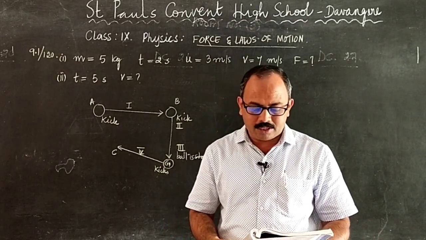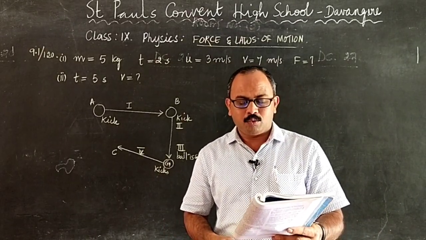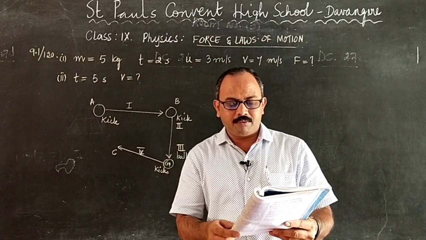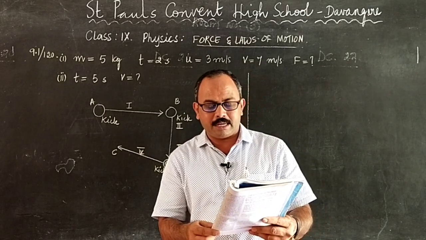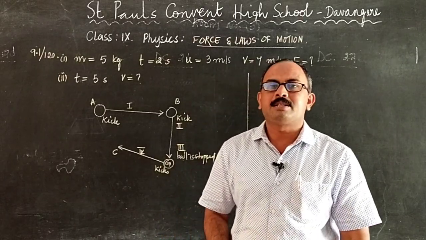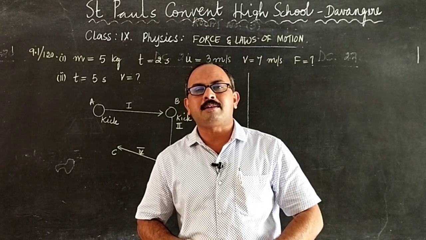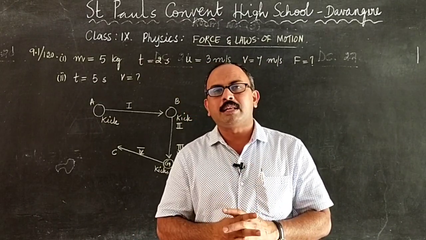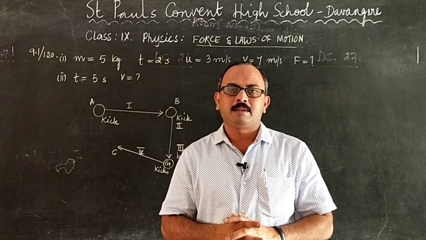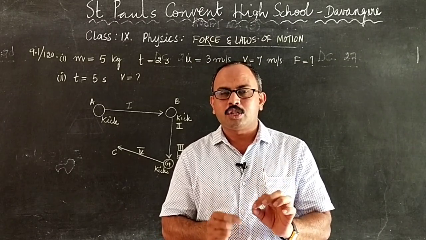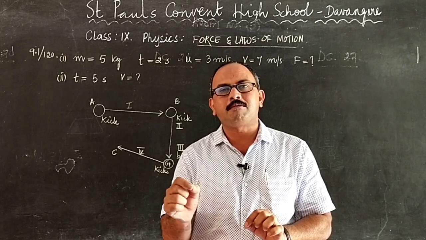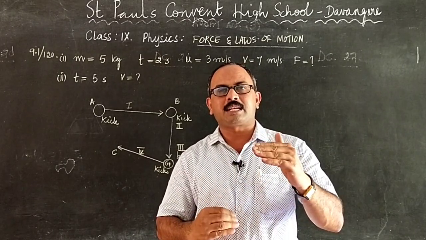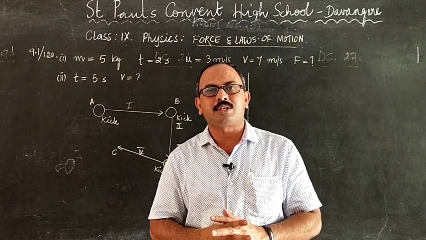The third question, children. Explain why some of the leaves may get detached from the tree if we vigorously shake its branches. See, children, the first part of its answer is why the leaves fall when a tree is shaken. The first part of the answer is due to inertia of rest. This is the first part. The explanation comes in the second part. What is that explanation?